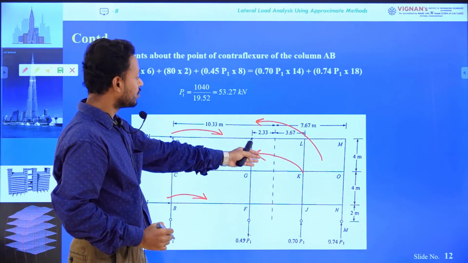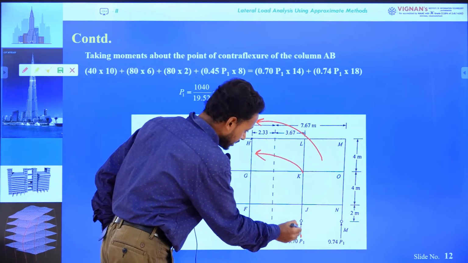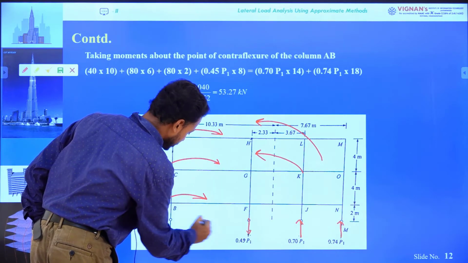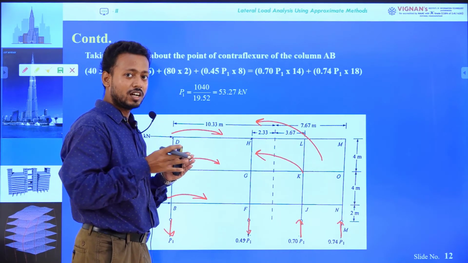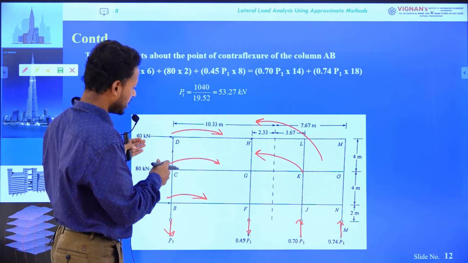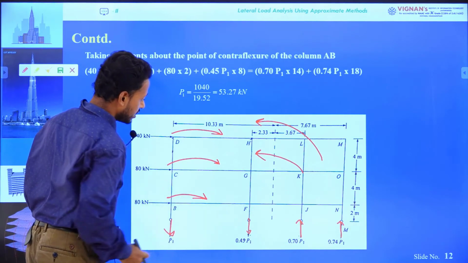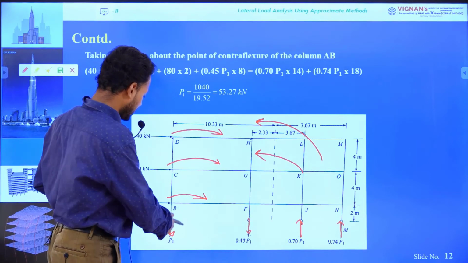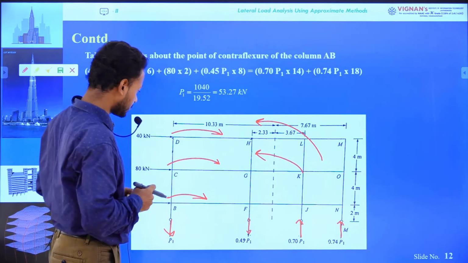So how will you generate this moment? If you apply an upward force here, and a downward force here, and a downward force here, the building will be stable. This is a visual assumption you have to take. Okay, so by considering these two forces upward and these two forces downward, the building will be in a stable condition. So these two forces are tensile and these two forces are compressive, right?